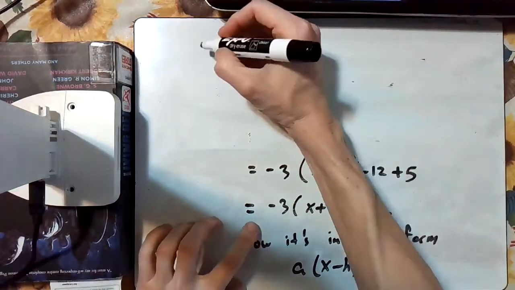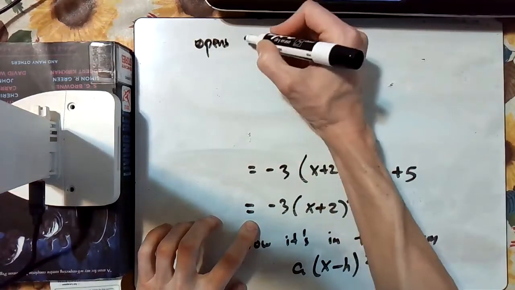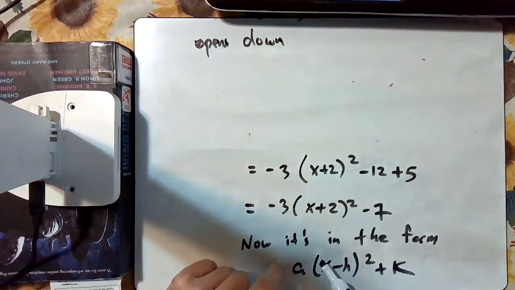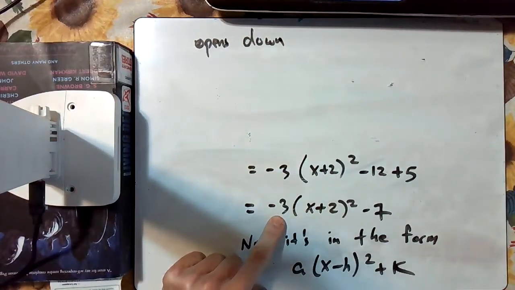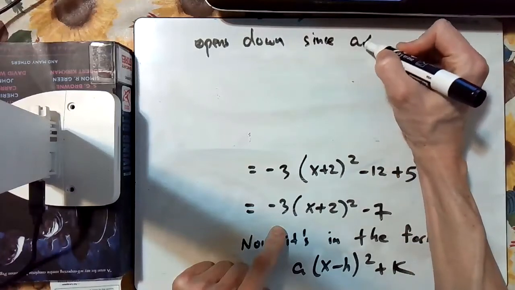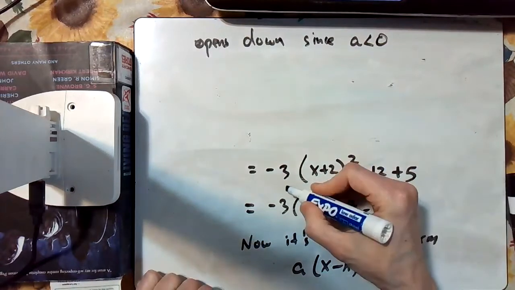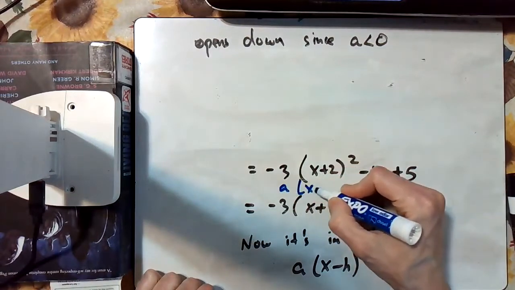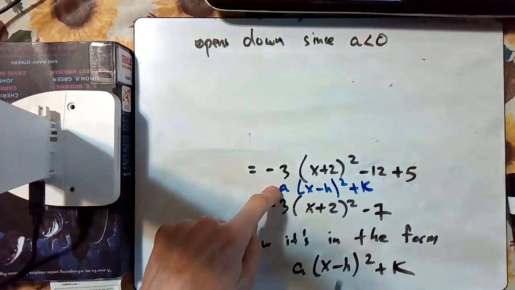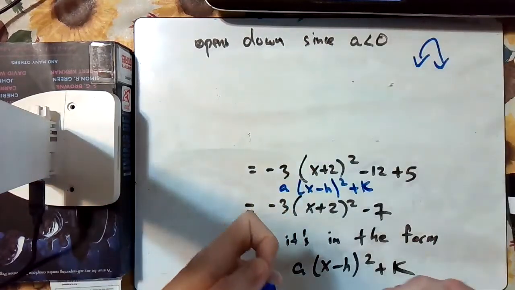So the vertex in this instance, or first of all, we're going to say it opens down, right? Why does it open down? Because what is a right here? a was negative, right? a is less than 0. Remember, a was negative 3, right? This is a times x minus h squared plus k. Since a was equal to negative 3, we know our curve is going to be doing this, right? It's got to be a U that opens down.